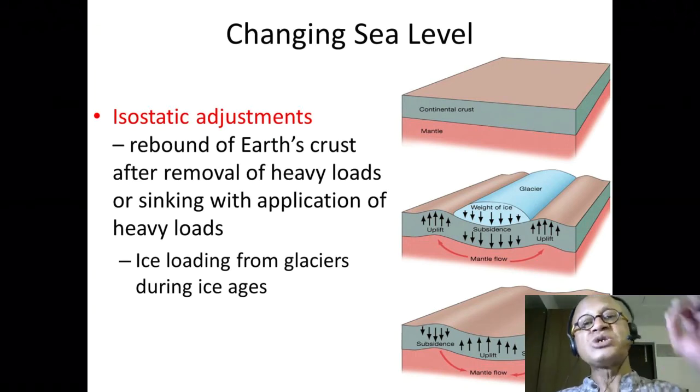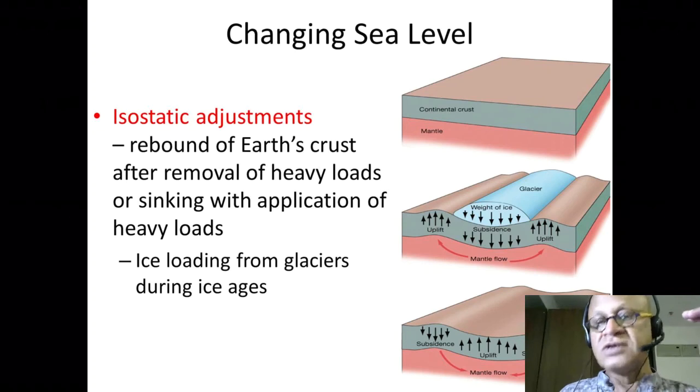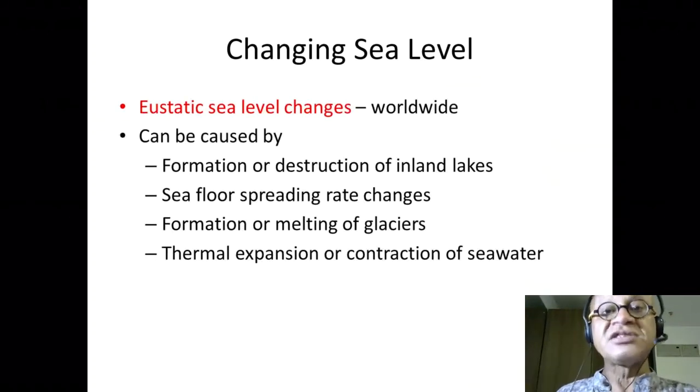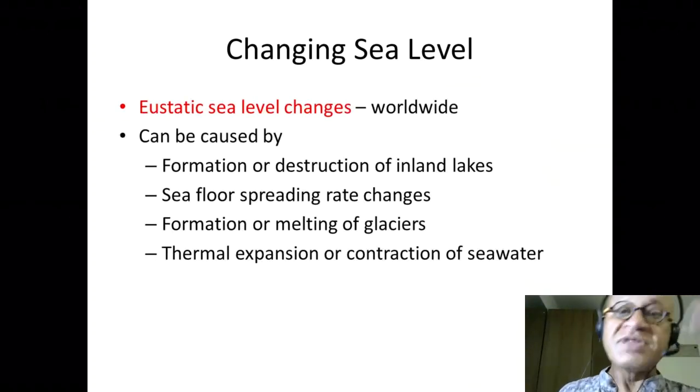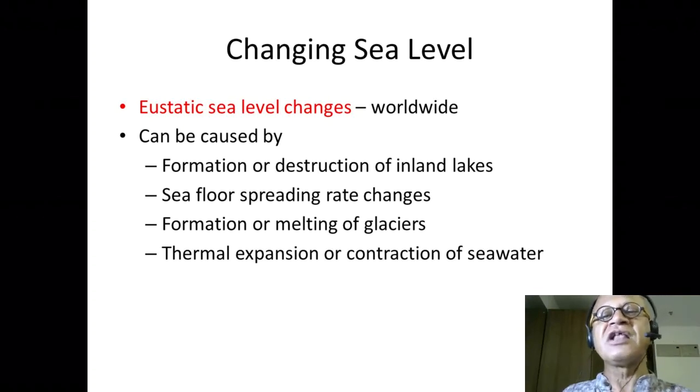So those are the feedbacks. When the glacier melts, all that water is going to be put back into the ocean. The sea level is going to rise. So since the last ice age ended, sea level has risen, obviously. So eustatic sea level changes are basically when the glacier melts and the water goes back into the ocean and the sea level rises everywhere.